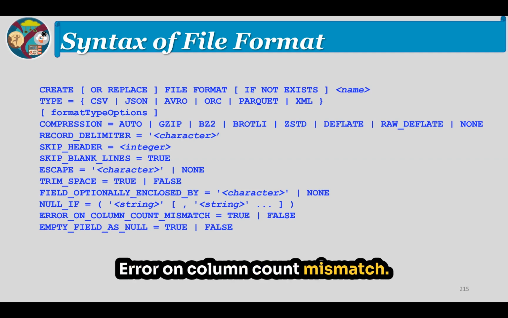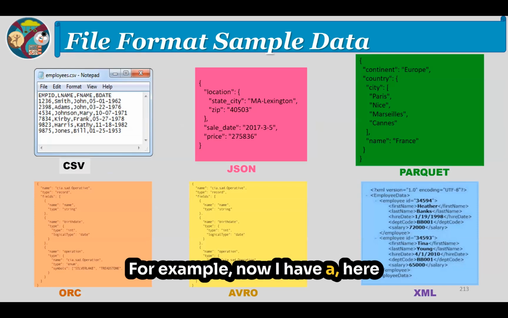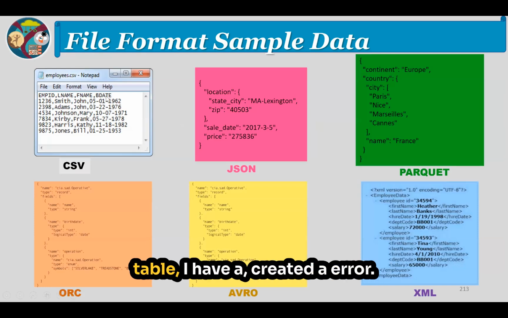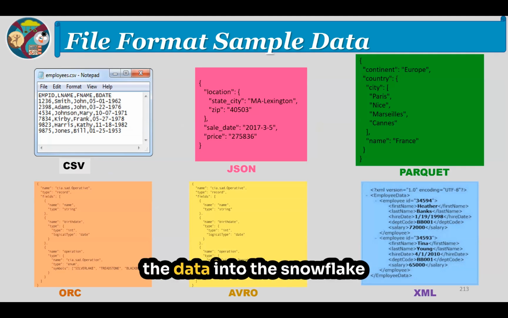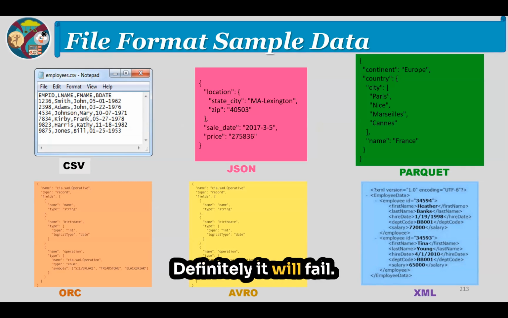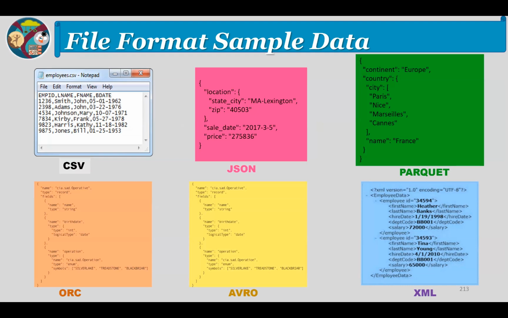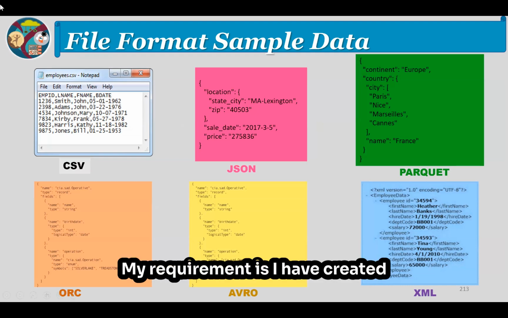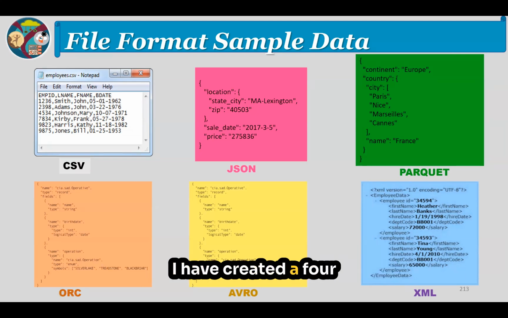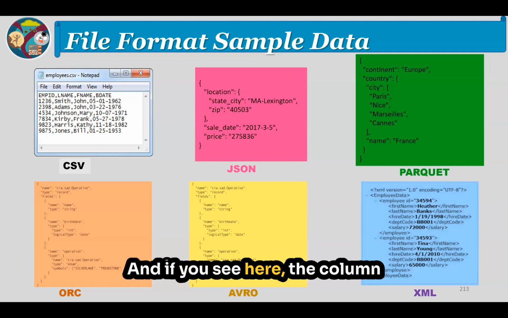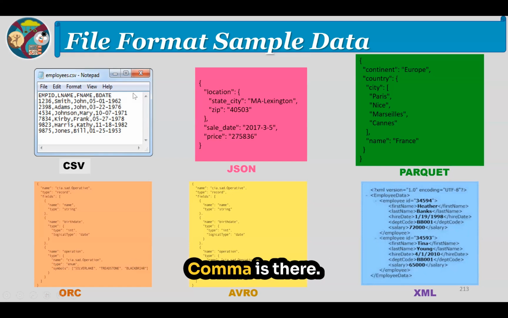Error on column count mismatch. For example, here I have 4 columns, but in my table I have created 5 columns. So when I'm trying to ingest the data into the Snowflake table, definitely it will fail. It will throw an error. But my requirement is, I have 4 columns here, and in Snowflake I have also created a 4-column table. Everything looks good. And if you see here, the columns are separated by commas.